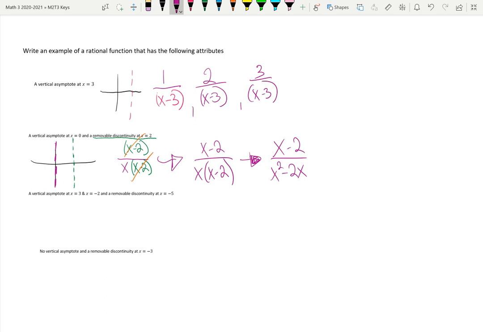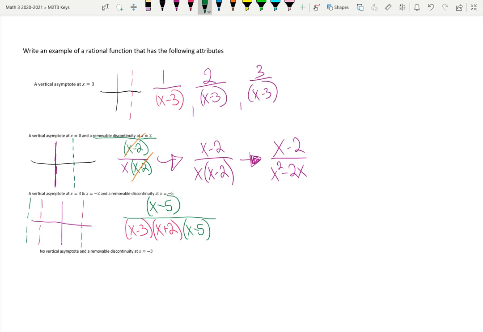All right, let's turn up the volume. So I have a vertical asymptote at x equals 3, x equals negative 2, meaning x minus 3 and x plus 2, because these situations create a 0, and a removable discontinuity at x equals negative 5. So that means in the numerator and the denominator, there's an x minus 5.